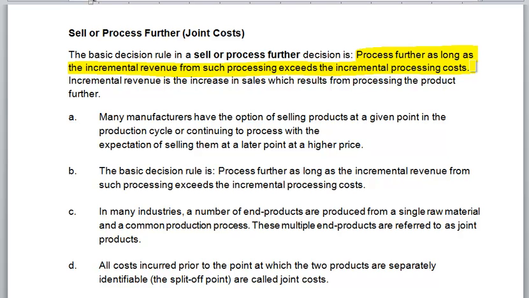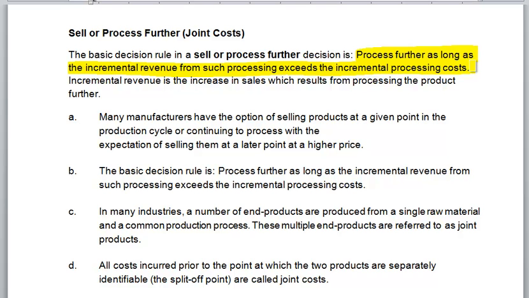So let's say we take milk and process it further into cream. Well, processing milk further into cream will cost us additional cost, and we will do it as long as the additional revenue covers that additional cost. So incremental revenue is the increase in sales which results from processing the product further.